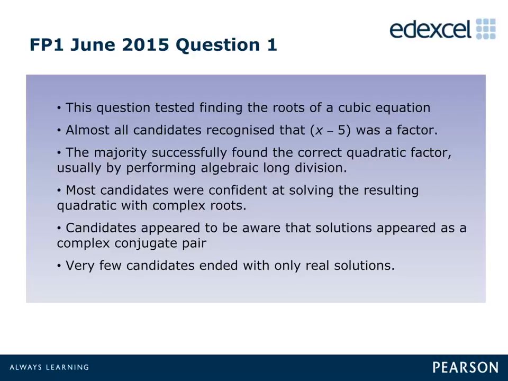This question tested finding the roots of a cubic equation. Almost all candidates recognized that x minus 5 was a factor. The majority successfully found the correct quadratic factor, usually by performing algebraic long division. Most candidates were confident at solving the resulting quadratic with complex roots. Candidates appeared to be aware that solutions appeared as a complex conjugate pair. Very few candidates ended with only real solutions.